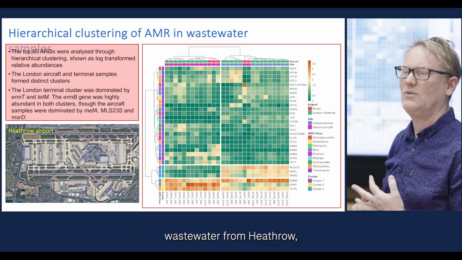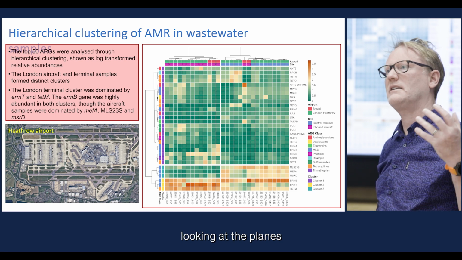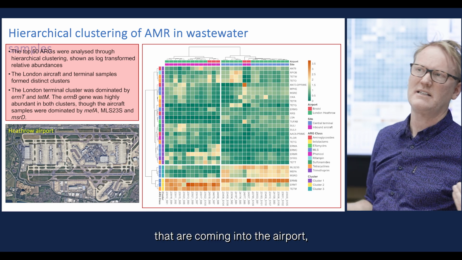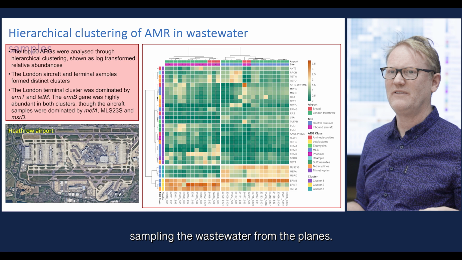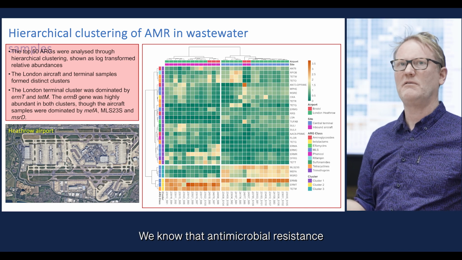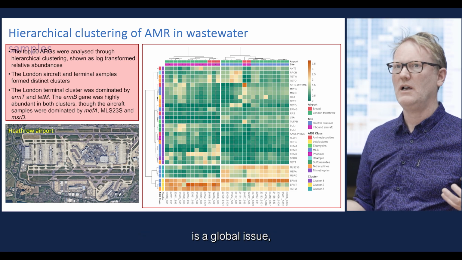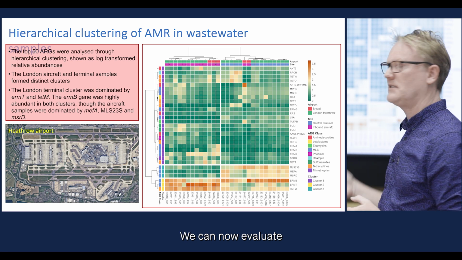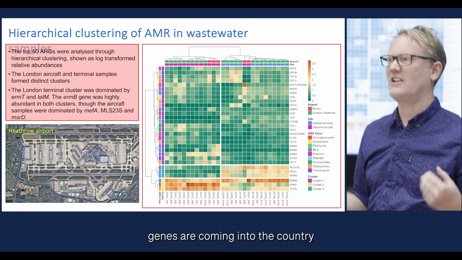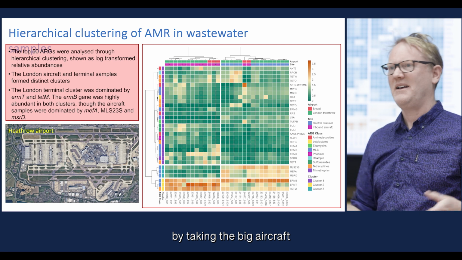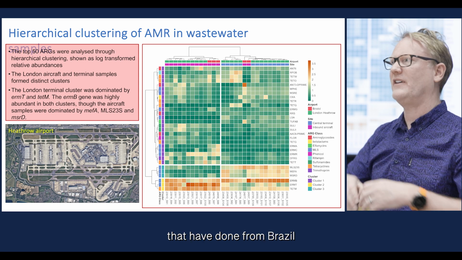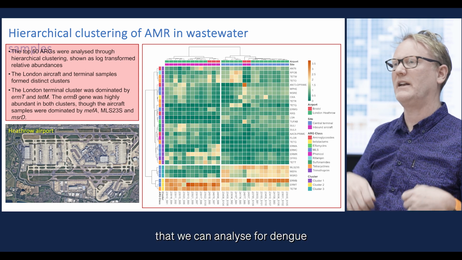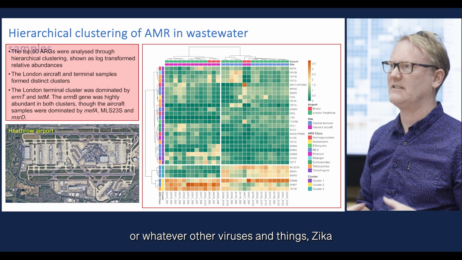And this is actually wastewater from Heathrow, looking at the planes that are coming into the airport, sampling the wastewater from the planes. We know that antimicrobial resistance is a global issue, but it's also about the movement of these things around the world. We can now evaluate which antimicrobial resistance genes are coming into the country by taking the big aircraft that have come from Brazil or wherever it is, that we can analyse for dengue or whatever viruses, Zika and things.